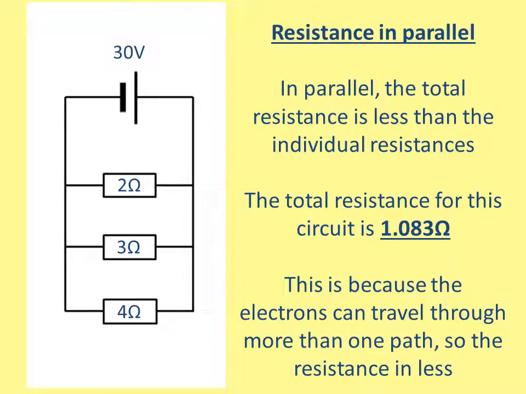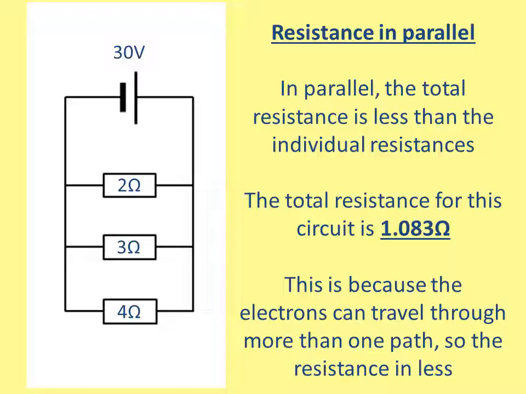The last thing we're going to look at is resistance in parallel circuits. In a parallel circuit, the total resistance is less than the individual resistances. Now this is quite tricky to understand, so I've put some numbers in for you. If we look at these three resistors, they have a resistance of 2 ohms, 3 ohms and 4 ohms. But the total resistance for this circuit is 1 and a bit ohms, which is less than all three.